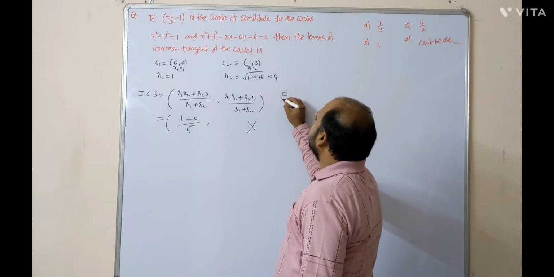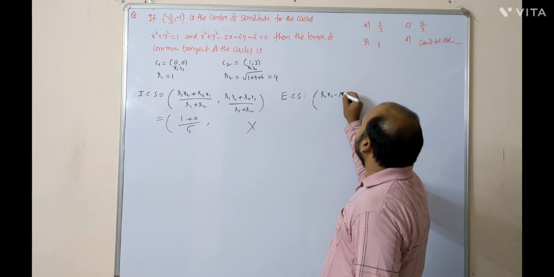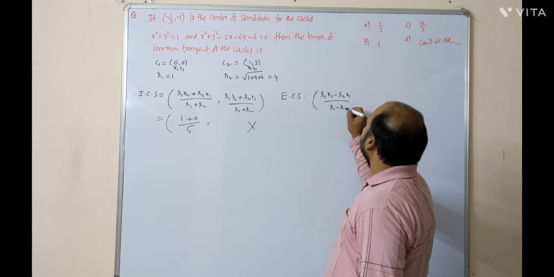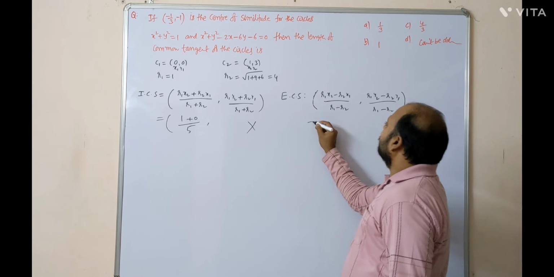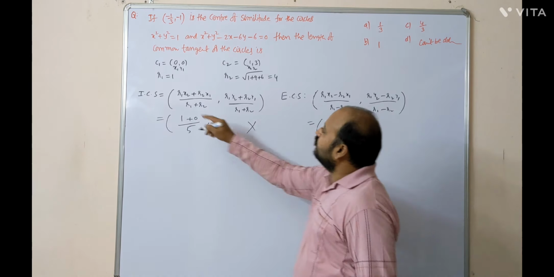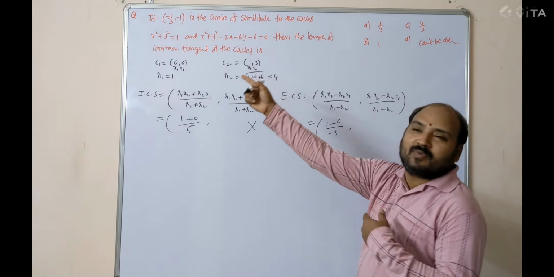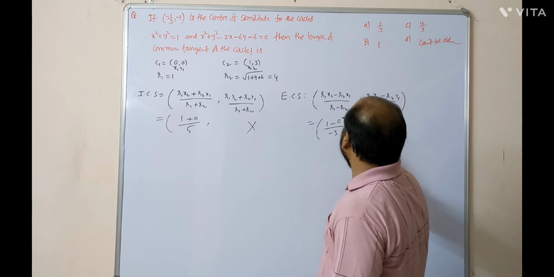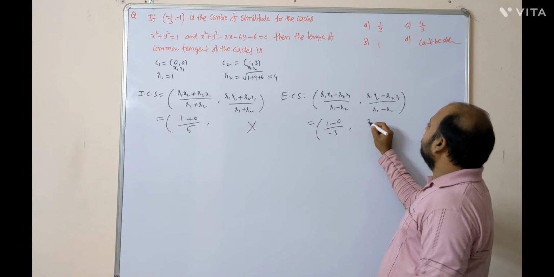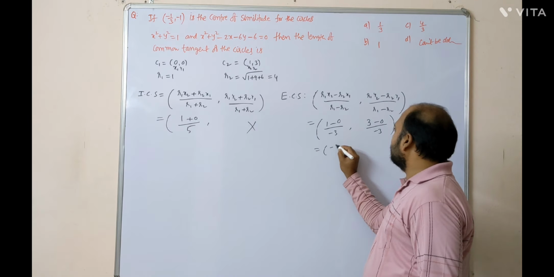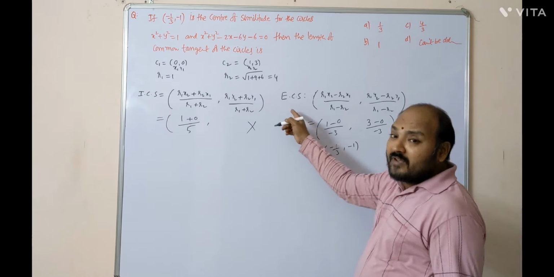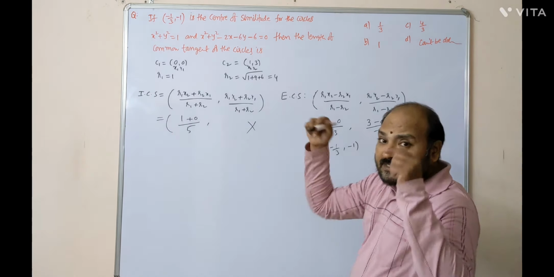ECS, the external center of similitude, is the same but with minus: (R1x2 - R2x1)/(R1 - R2), (R1y2 - R2y1)/(R1 - R2). R1x2 minus R2x1 gives 0, by R1 - R2, 1 - 4, minus 3. So we are getting minus 1 by 3 here. For y, R1y2, 1 into 3, minus R2, 4 into 0, by minus 3, which is equal to minus 1. So it is (-1/3, -1). Whenever it is the external center of similitude, they are asking indirectly the direct common tangent length.